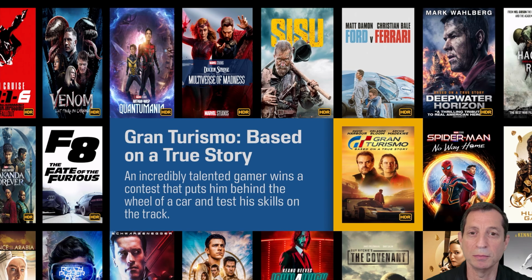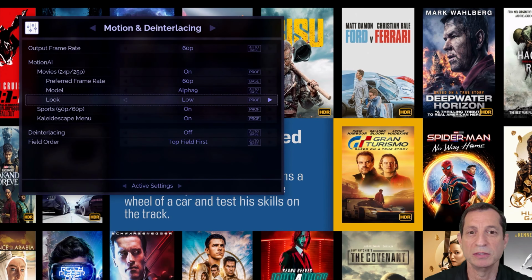Now when we return to the MotionAI and deinterlacing menu, we can see that the look is set to low. And further, the prof tag tells us that it's set this way because of a profile. Let's go ahead and set up the profile for high the same way as we did for low, but of course, saving it to the high profile.